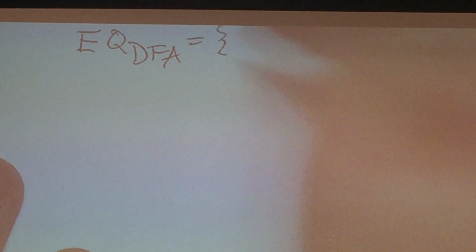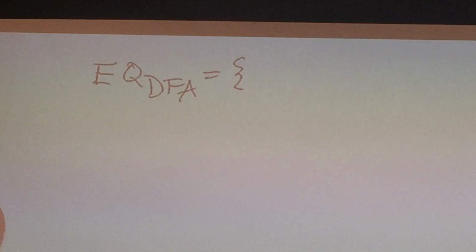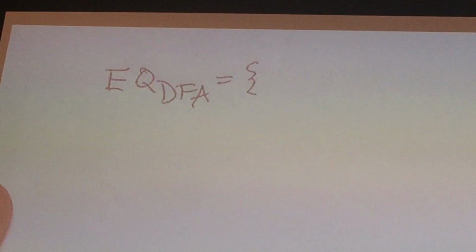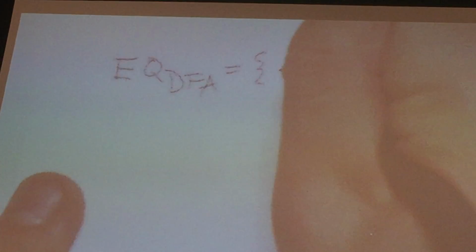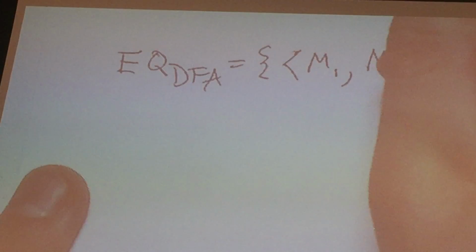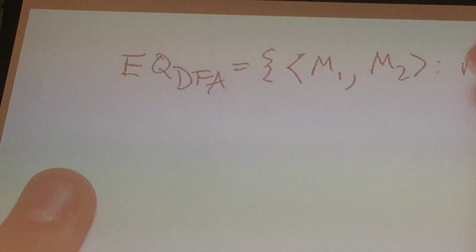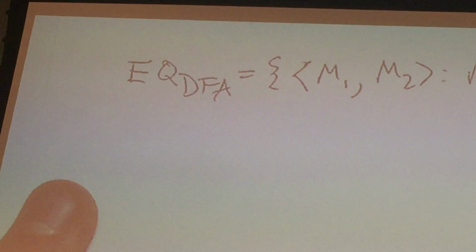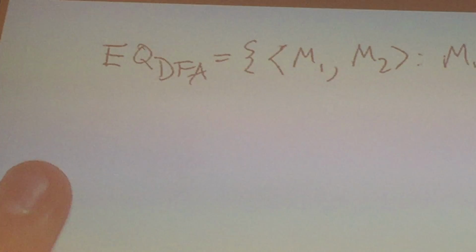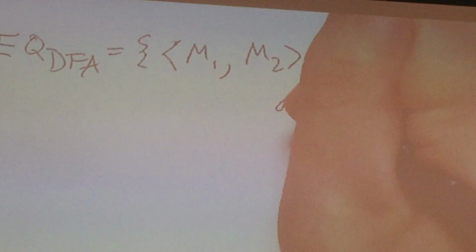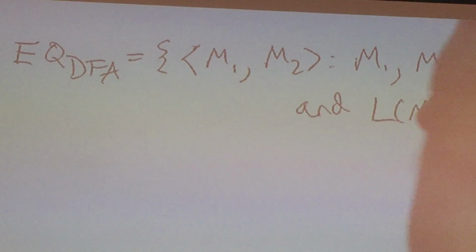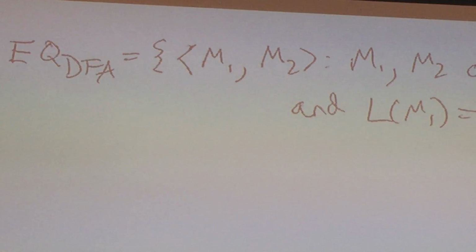Okay. So the next problem is EQ sub DFA. And so now I'm going to be given the description of two DFAs. So I'm going to call them M1 and M2. So M1 and M2 are DFAs, and L of M1 is equal to L of M2.